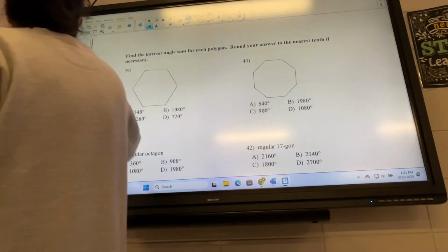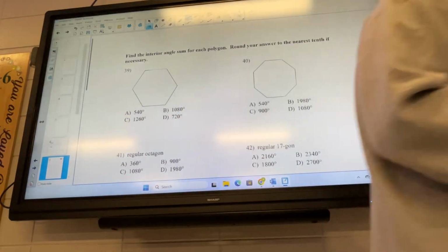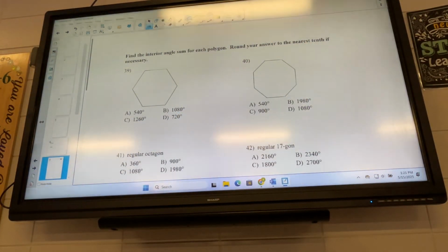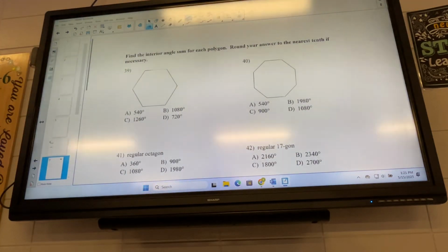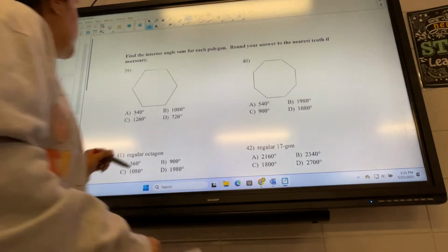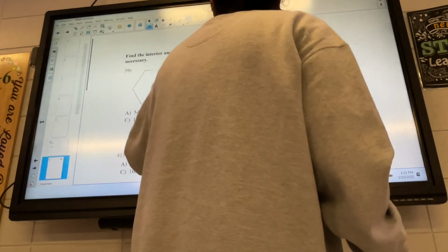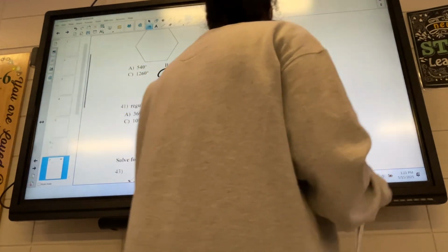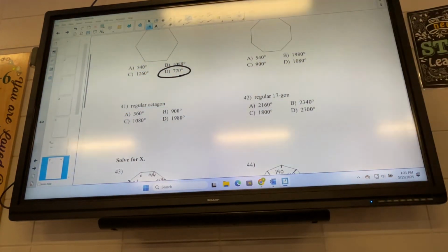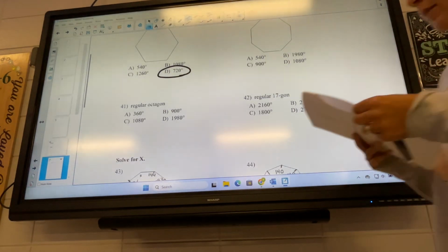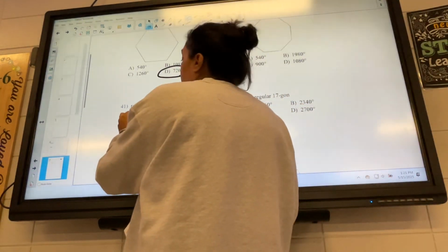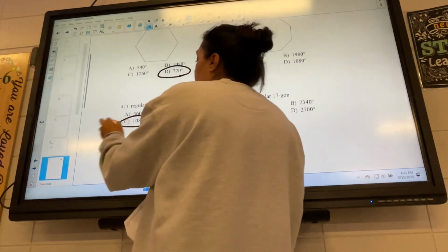39. You're going to count the number of sides and say n minus 2 times 180. 720? Somebody agree? Yeah. Okay. An octagon has 8 sides. So 8 minus 2 times 180. 1080. Somebody agree? Yeah. Okay.